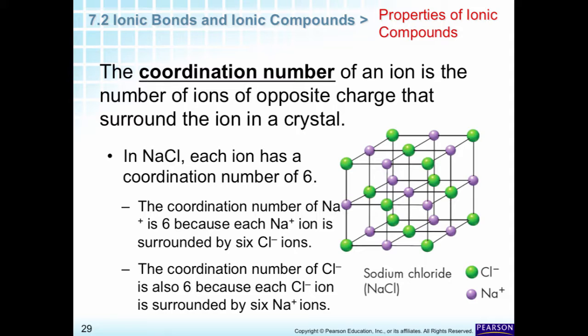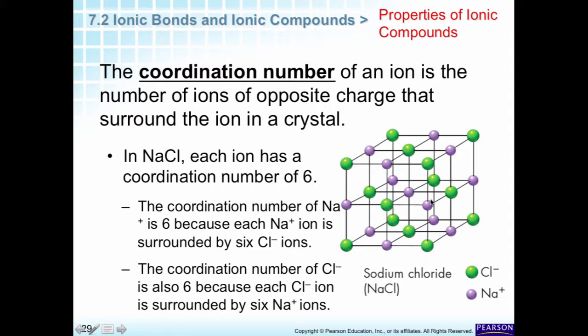Okay, again, the purple are the sodiums, the greens are the chlorides. Now this has, we call this a coordination number of 6 because if we look at this sodium here, it is surrounded by 6 green chloride ions. So it means that any sodium we go to will be 6.